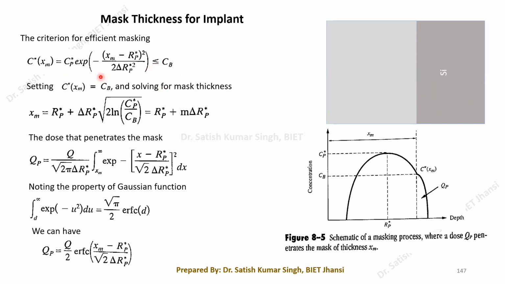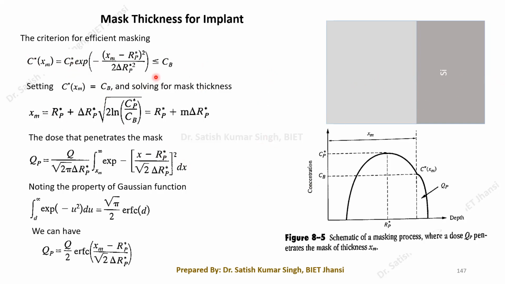Here I have taken all the values corresponding to the mask. Because it should be a Gaussian profile, I have taken it to be a Gaussian profile. All the parameters are the same. The only thing is I have added this star mark, just to reflect that this particular equation is written for the masking material rather than the target material, your substrate.